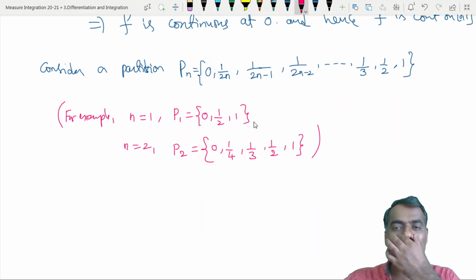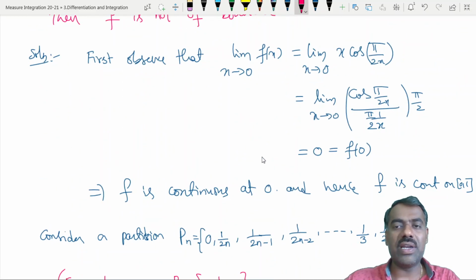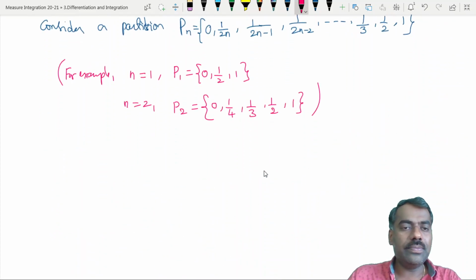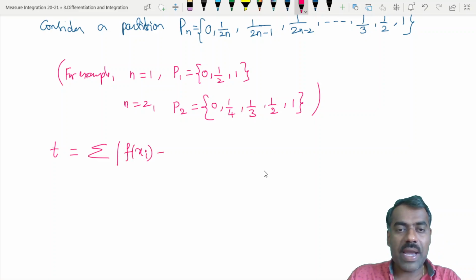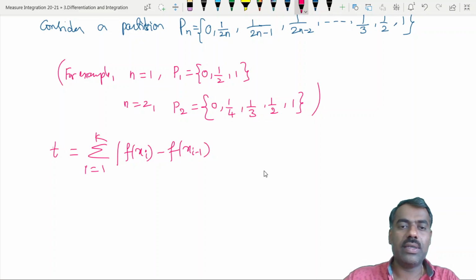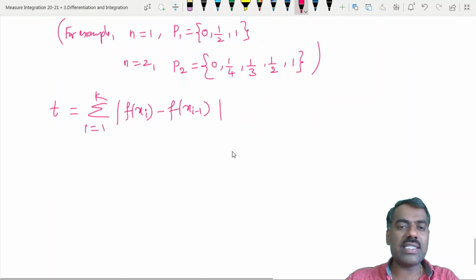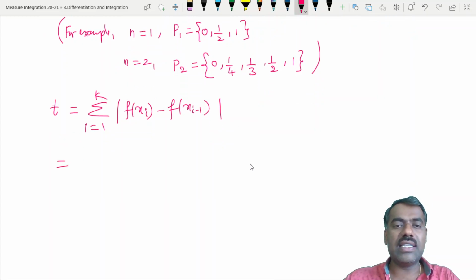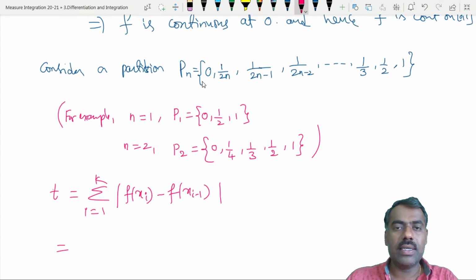Now, for this partition, we will try to calculate what that t value is and see what we get. What is t? This t is the summation of mod f of xi minus f of xi minus 1, i equal to 1 to k. For this partition, if you simplify, this is your x naught, x1, x2, up to xk, which is the last one.